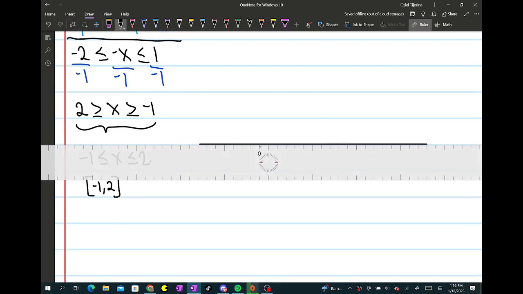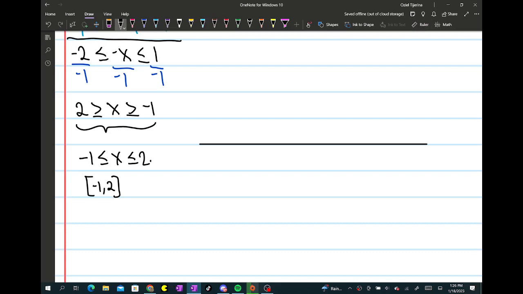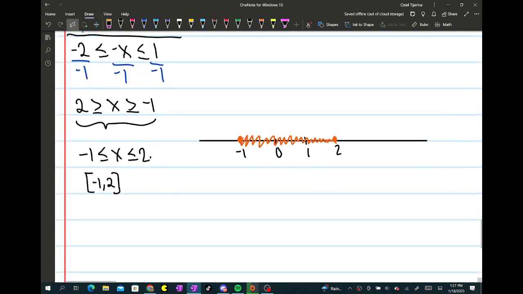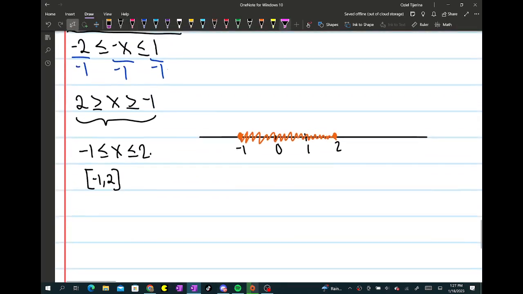Then we draw the number line. Here would be -1, let this be 0, let this be 1, let this be 2. We put a closed dot at -1, and since 2 has a bracket, we put a closed dot at 2, and then we just shade in between. That is how you do that problem, and this is how you would write it in normal notation.